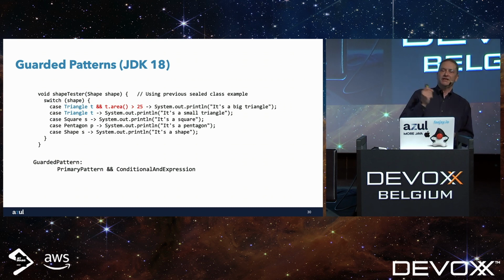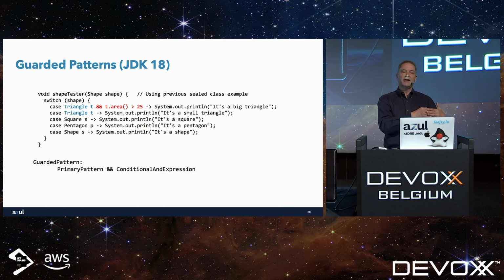We can add a guarded pattern to this. And what we can do here in JDK 18 or earlier is to say case triangle t, in the same way that we did with the instanceof operator earlier, we can say case triangle t and t.area greater than 25, it's a big triangle. But then we also have case triangle t below that, because again, we want to be complete, so we have a triangle t underneath there to deal with things that are not greater than 25. Technically, it wouldn't be a problem even if we didn't have the triangle there, because the shape would catch that at the bottom, but we add the triangle there.